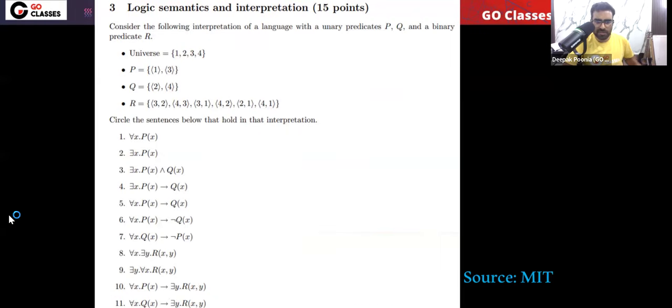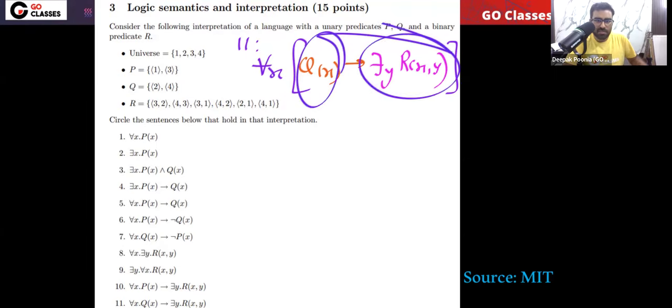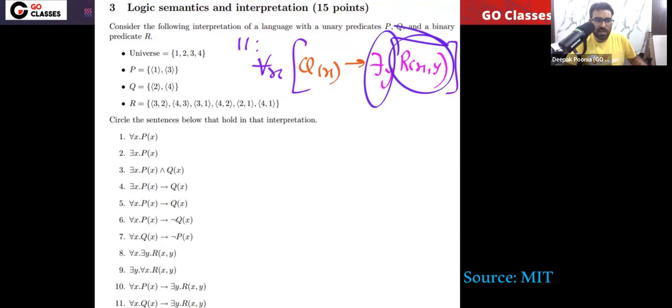Now let's see the 11th statement. That's our last statement. The 11th statement is saying: for all x, and inside we have qx, meaning if q is true, then there exists a y such that rxy is true. What is this saying? There is a universal quantifier, so this statement is saying that for every element in the domain, if q is true, then there exists a y such that rxy will be true. If q is true, then we have to worry about it.